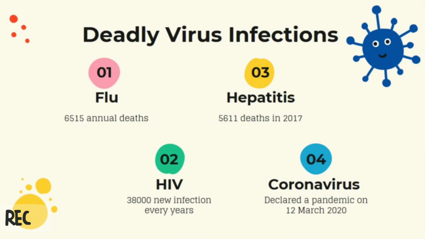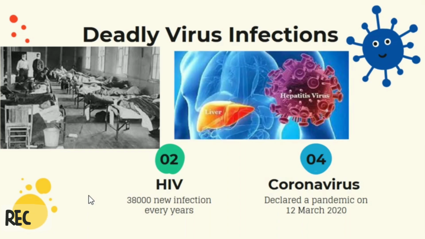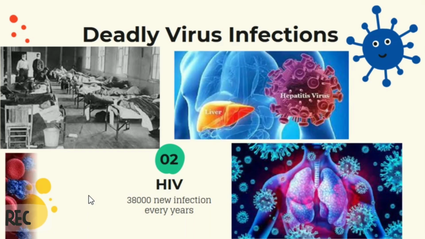Okay, so the video is finished. Next, there are a few examples of deadly virus infections in the past. First is flu, which causes over 6,000 annual deaths, and hepatitis, HIV disease, and coronavirus that is happening now. Okay, so there are a few pictures about the infection.